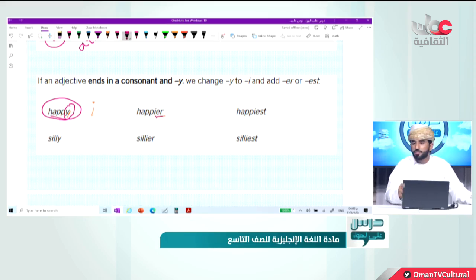And then what about the superlative? Again, you should do the same thing. You change the Y into I, and then you add what? EST. Have you got it?